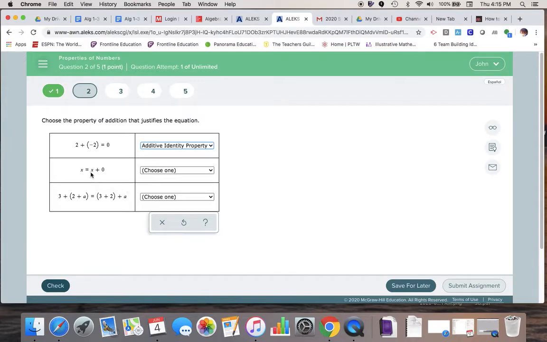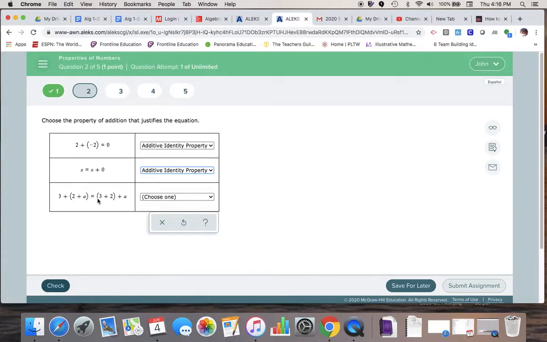This one, they're saying x is equal to x if you add 0 to it, right? Well, that's obviously one of the properties of 0, and that's additive identity property, which is saying if you add 0 to anything, it does not change its identity. It keeps its value.